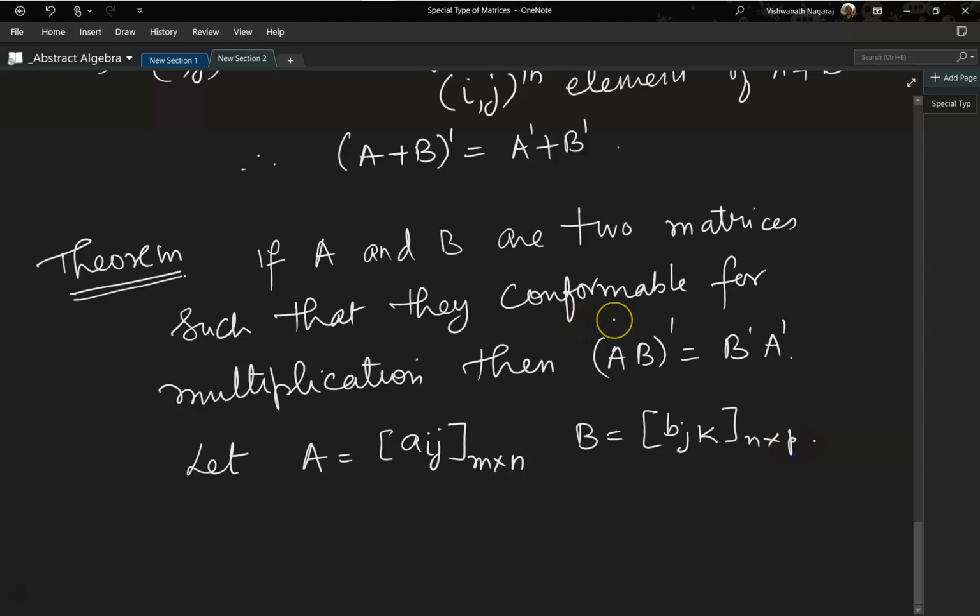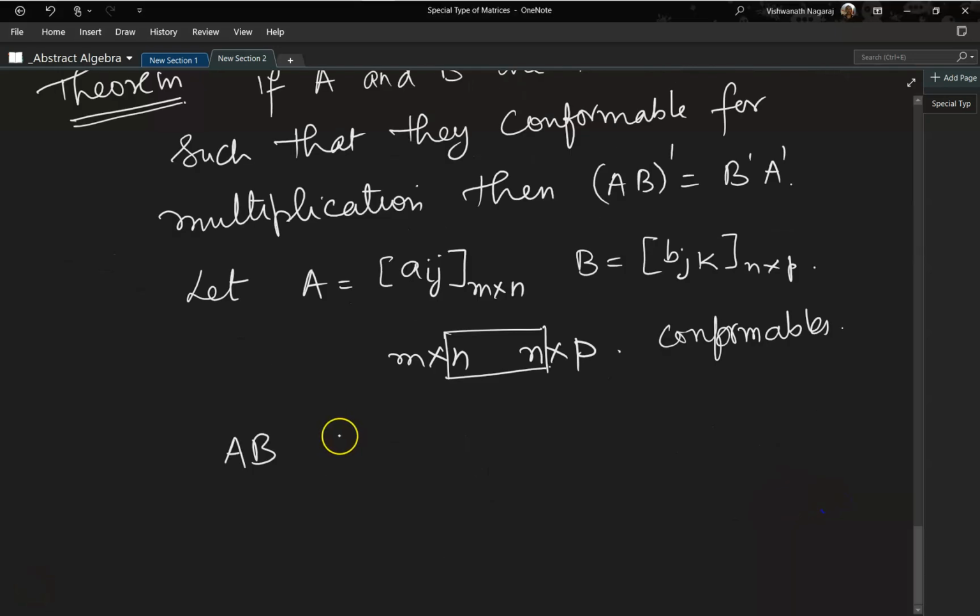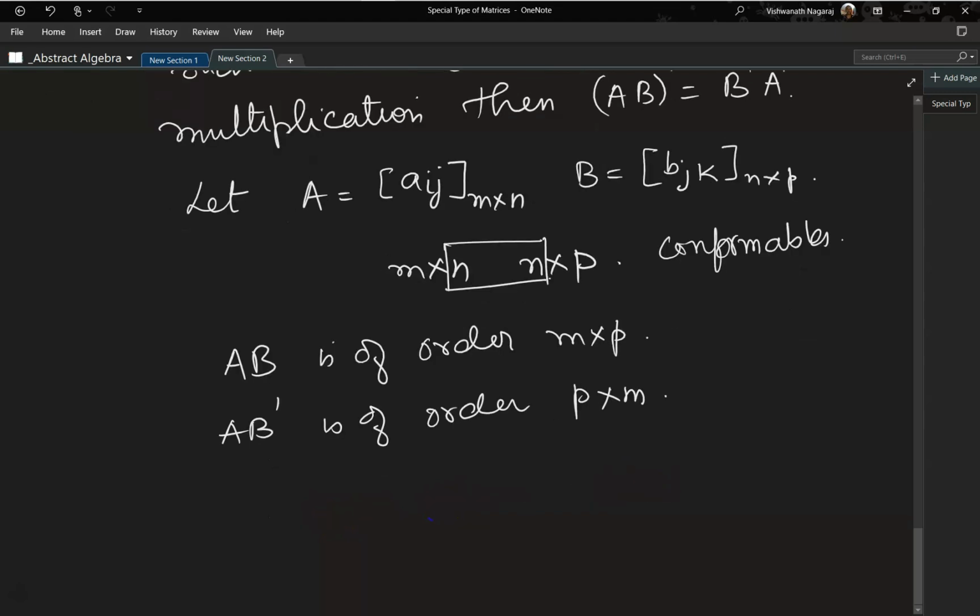So what does this conformable mean? Here you have an m by n matrix and an n by p matrix. If these two inner orders are equal, then we say the matrices are conformable for multiplication. The product AB is of order m by p, which means (AB)' is of order p by m. Now A' is equal to A, remember, Aij.